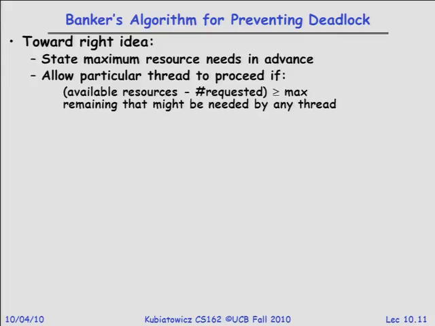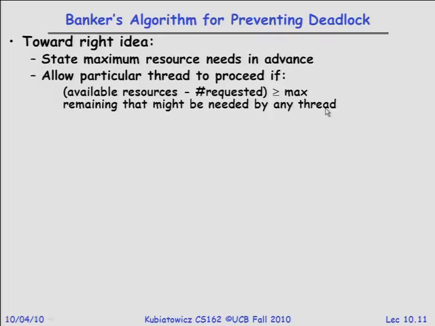Okay? And now, this is an idea here. Whenever I go to request, the banker says, well, you requested 2 disk drives. Let's take a look at how many I've got available. Let's say I've got 3. And you requested 2. So, gee, if I give you those 2, there's only going to be 1 left. And is that 1 greater than the max remaining that might be needed by any thread?